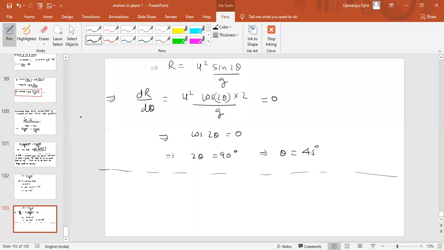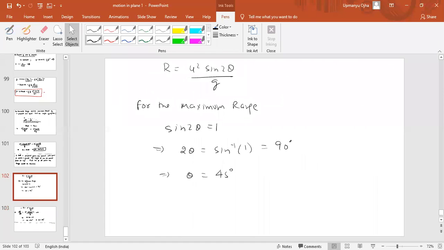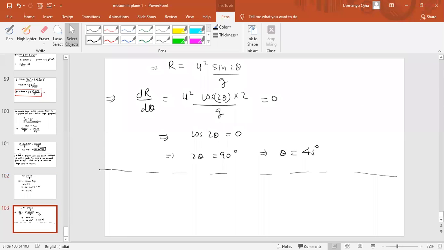Whatever you like, you can use. Whether you write like this or this, both are correct. So this is the very important result, that the range would be maximum when the angle is 45 degree. That is the maximum.